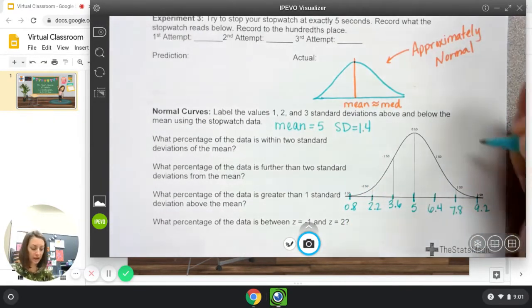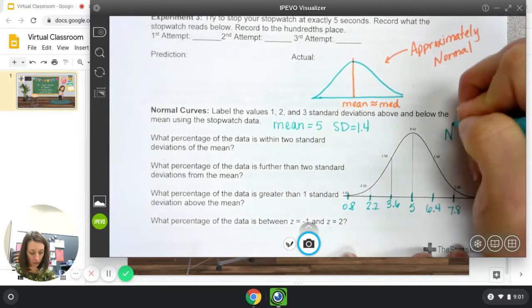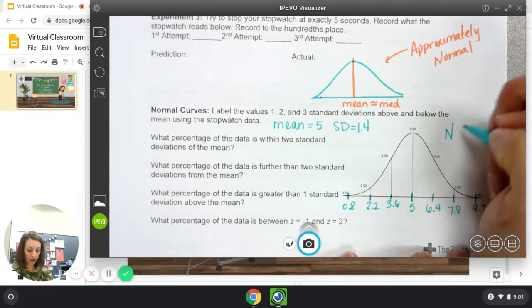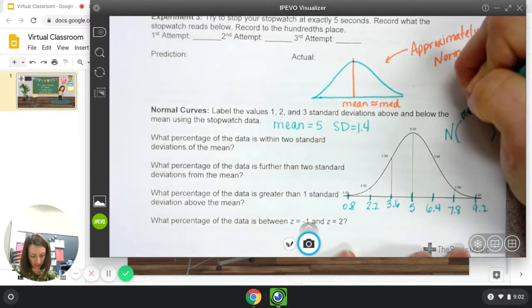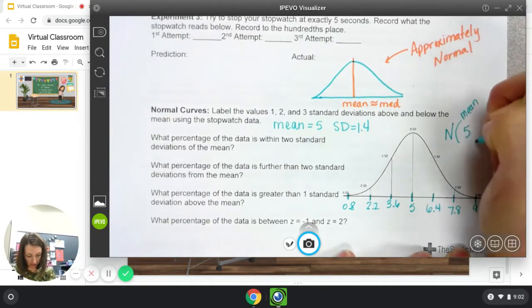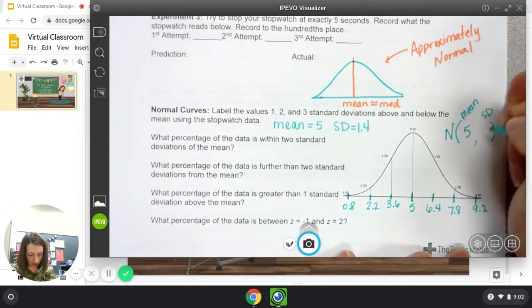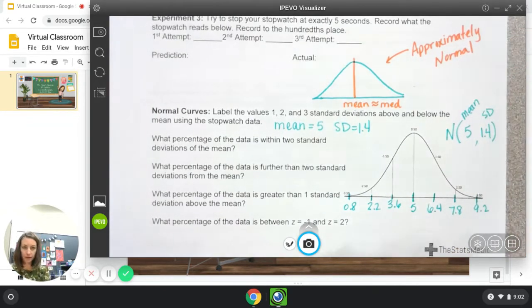Okay, the other label that we want to put on here, this is our normal notation with a capital N. And then it always is labeled with our mean, which is 5, and our standard deviation, which is 1.4. Okay, that's an important label that we'll put on our curve to show what it represents.